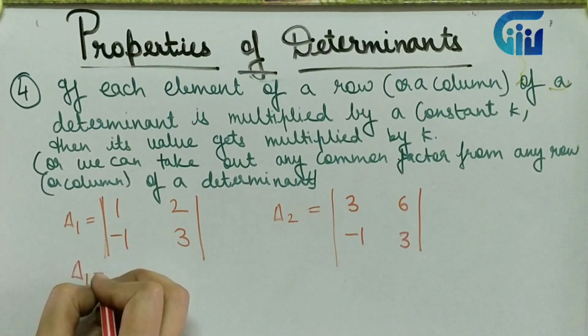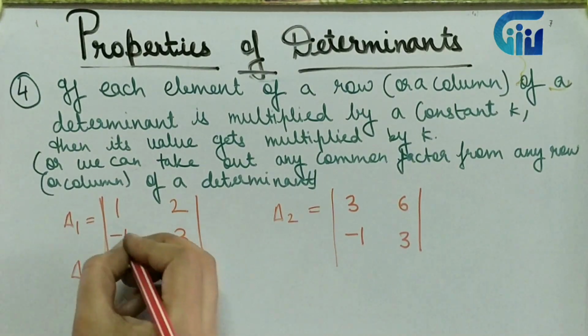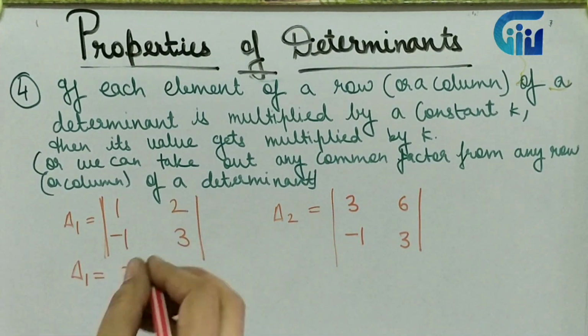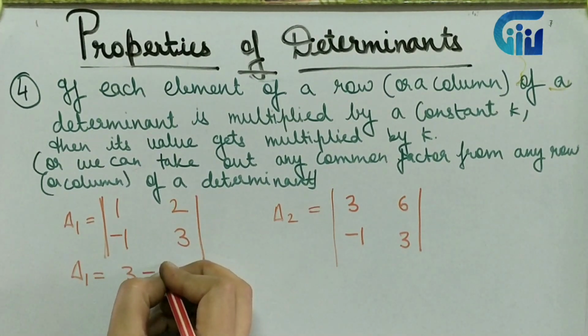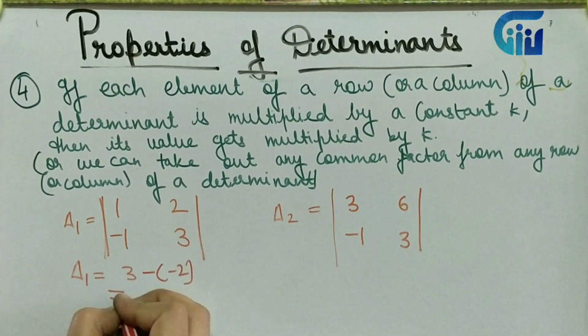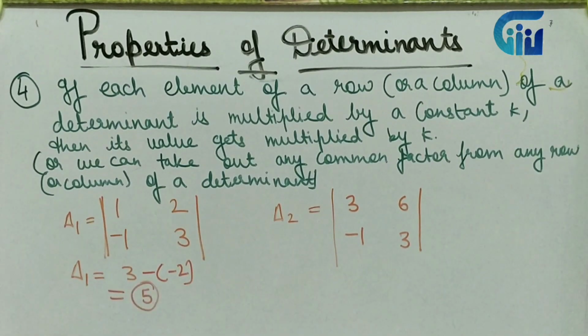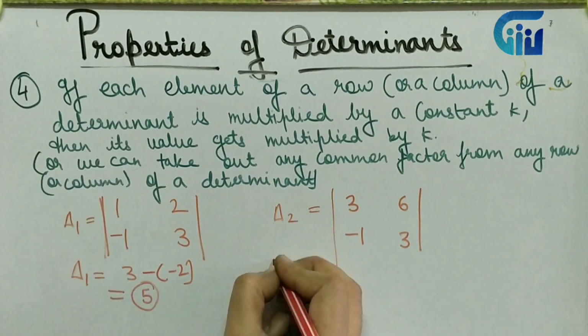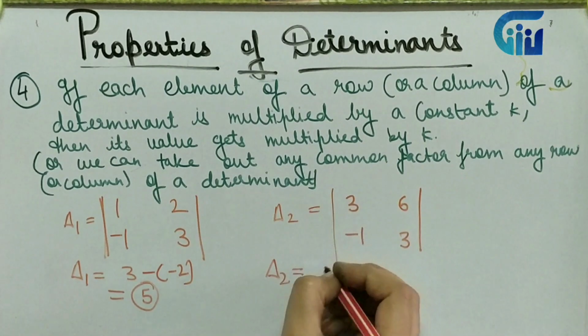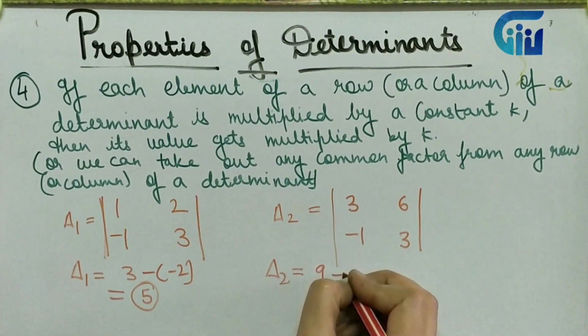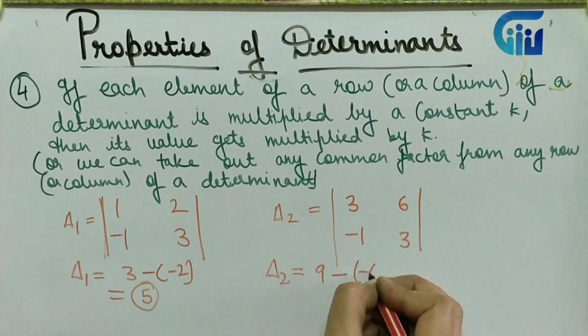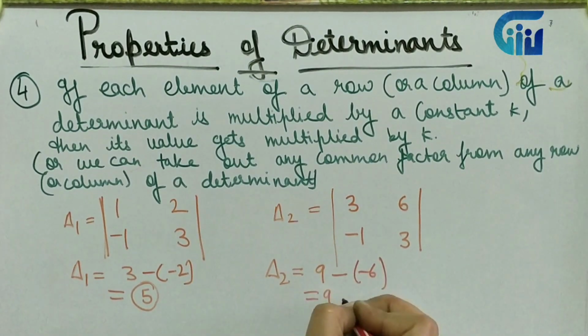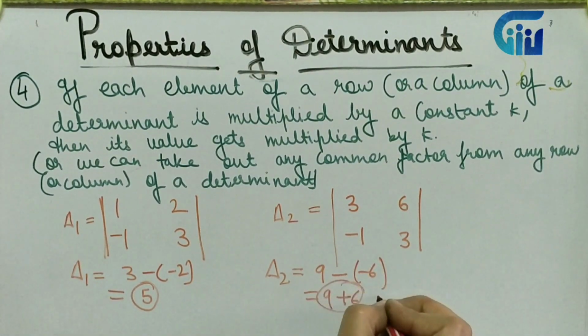So over here, let's find out the determinant. What will be the determinant? 1 into 3 as 3, minus 1 into 2 as minus 2. So this will be 3 plus 2, which is 5. Similarly, over here, 3 into 3 as 9, minus of 6. So it is 9 plus 6, which is 15.